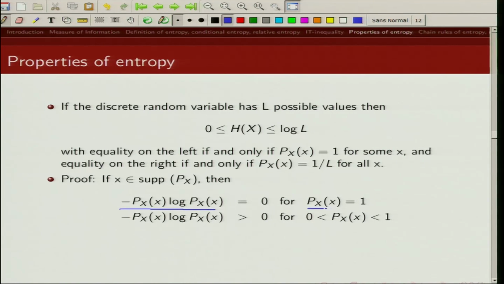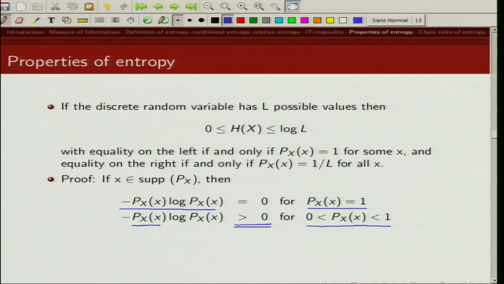Now clearly when p of x is 1, log of 1 will be 0, so this quantity will be 0, right? And we know that probability lies between 0 and 1. So when p of x lies between 0 and 1, this would be a fraction. So log of a fraction will be minus of some number, and minus minus becomes positive. So since p of x is positive, minus log of a fraction will be a positive number. So this will be greater than or equal to 0.